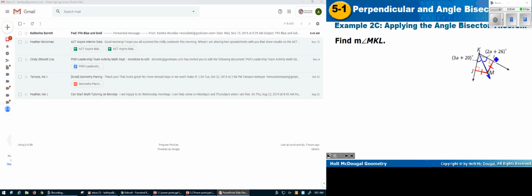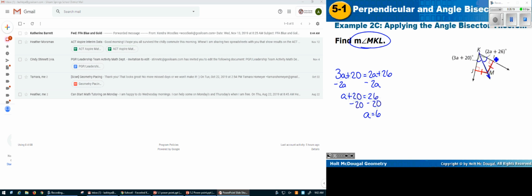Converse, because they did not tell us it was an angle bisector. They told us the distances were congruent. We concluded it must be bisecting the angle, okay? And so what would we write down to solve for the measure of the angle? 3a plus 20 equals 2a plus 26. All right, then we can just solve that simple algebra problem. Subtract 2a and we get a plus 20 equals 26. Subtract 20 and what is a? 6. But that's not our answer, right?